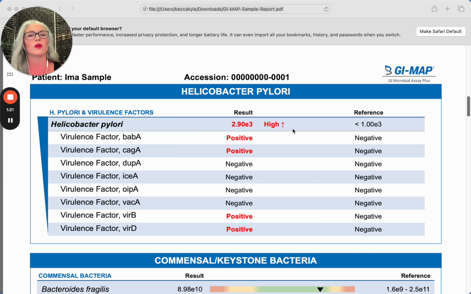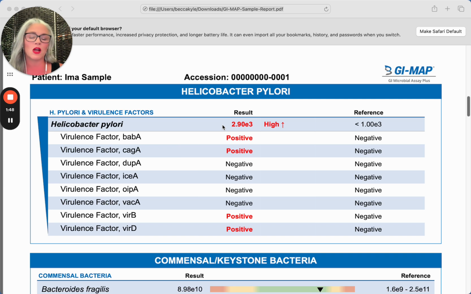Now, looking at the next page here on this sample report, this person has high H. pylori. Now, H. pylori has a massive causative role in stomach pain, bloating, ulcers. It's actually the number one cause I see in my clients for reflux. They come to me, they say, I don't want to be on reflux meds. Okay, great, let's see what we can find going on in your gut. 100% of the time, my clients that are on reflux meds have H. pylori. So this bacteria hangs out in your gut, but also in your stomach.